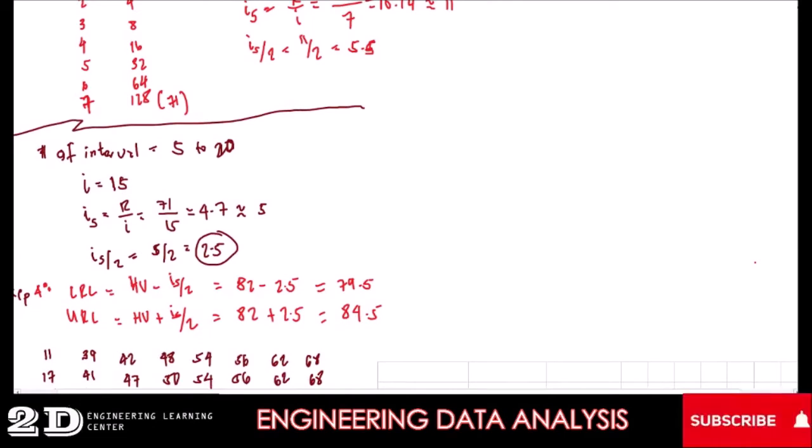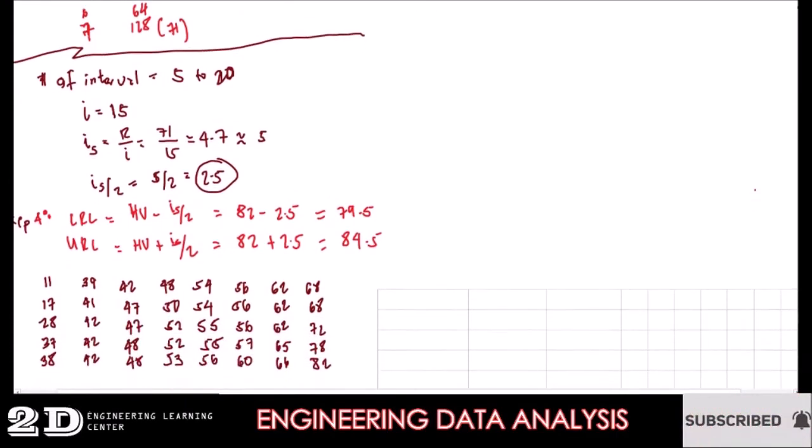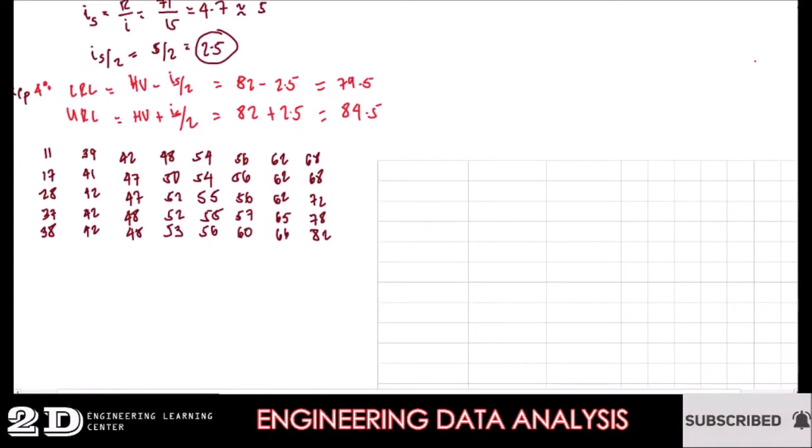Then in getting the class size or the interval size, you must always round up to the nearest odd number in order for our real and upper limits to be continuous. It is not always necessary that our class interval will be equal to 15. It will also be lower than 15 in most cases. It's okay as long as it will not go beyond 20, because the standard is from 5 to 20.